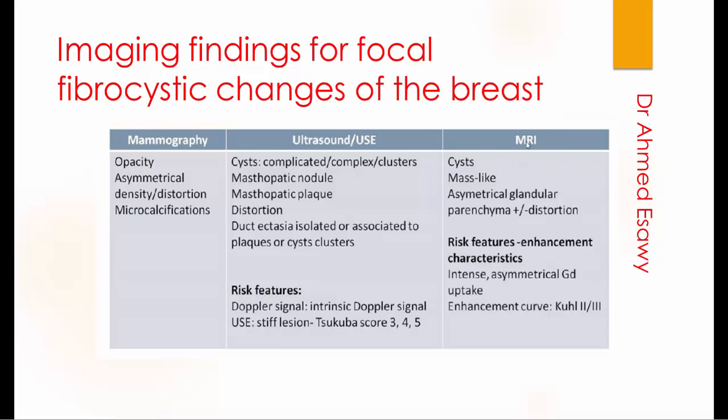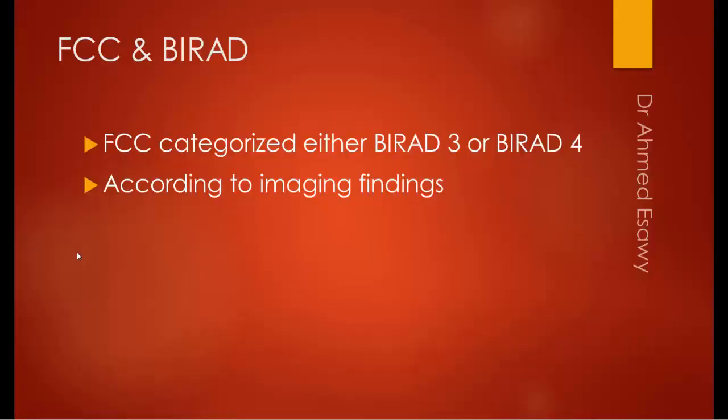MRI presentation of focal fibrocystic change: either cyst, mass-like, or asymmetrical glandular parenchyma with or without distortion. Risk factor in MRI enhancement characteristics: intense asymmetrical gadolinium uptake, enhancement curve change. Focal fibrocystic change and BI-RADS: fibrocystic change may be categorized into BI-RADS 3 or 4 according to imaging findings.